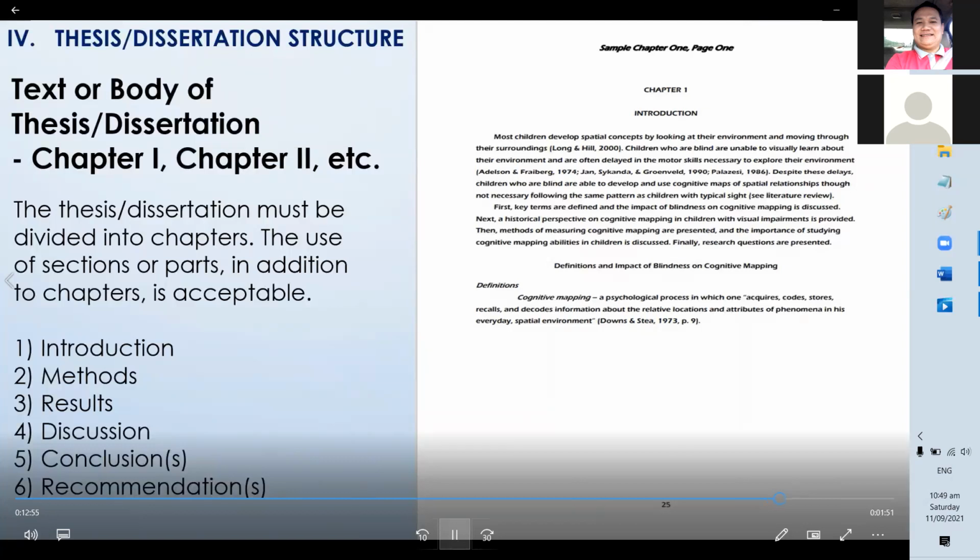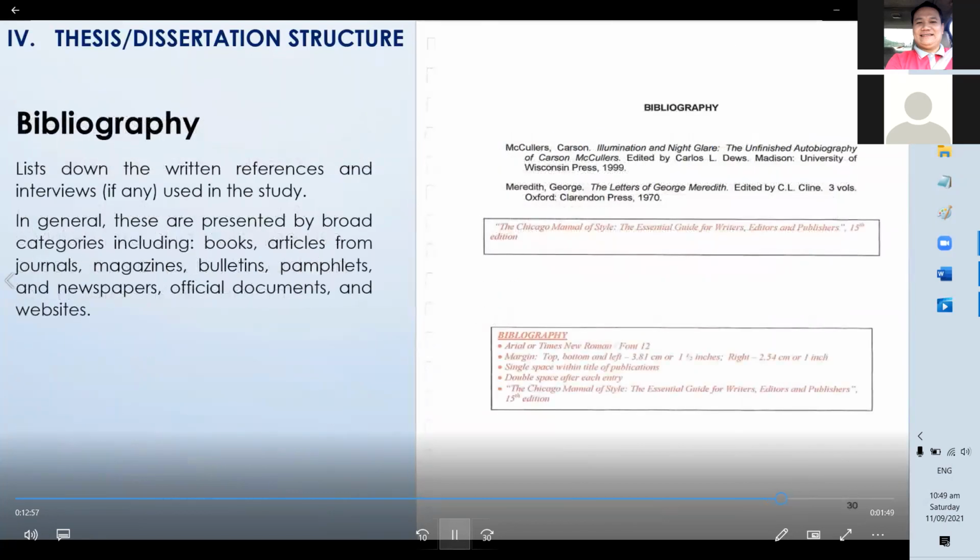introduction. Lastly, we have the bibliography. It lists down the written references and interviews, if there is any, used in the study. In general, these are presented by broad categories, including books, articles from journals, magazines, bulletins, pamphlets, and newspapers, official documents, and websites. So here is an example.